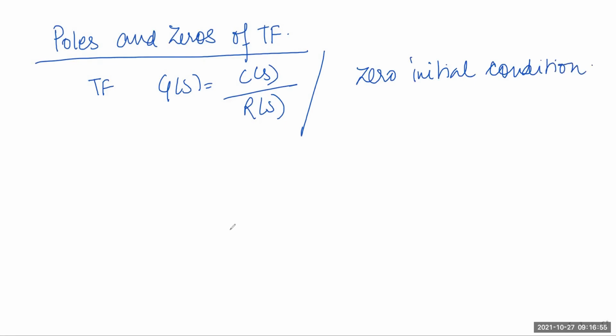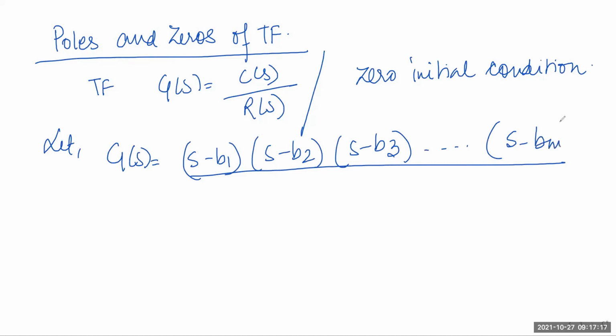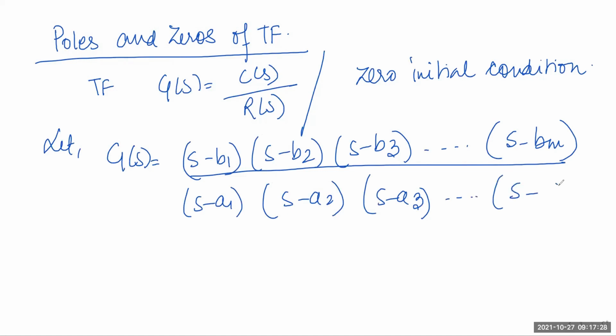Now, we have to assume an equation. Let G(s) be equal to (s minus b1)(s minus b2)(s minus b3) up to (s minus bm), and in the denominator (s minus a1)(s minus a2)(s minus a3) up to (s minus an). Let us assume this equation, for which we need to find the zeros and poles.